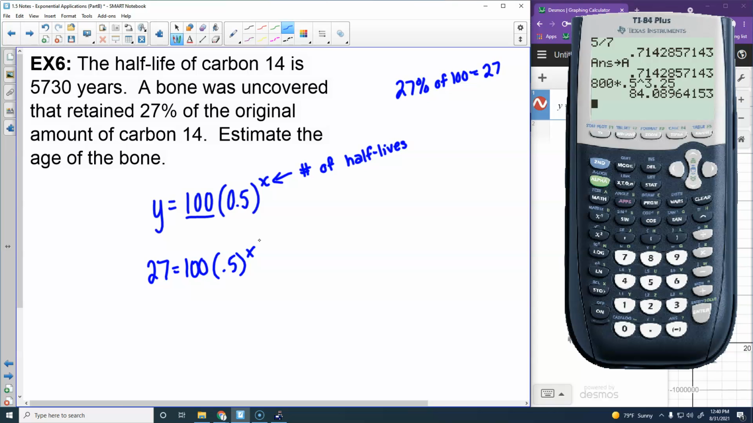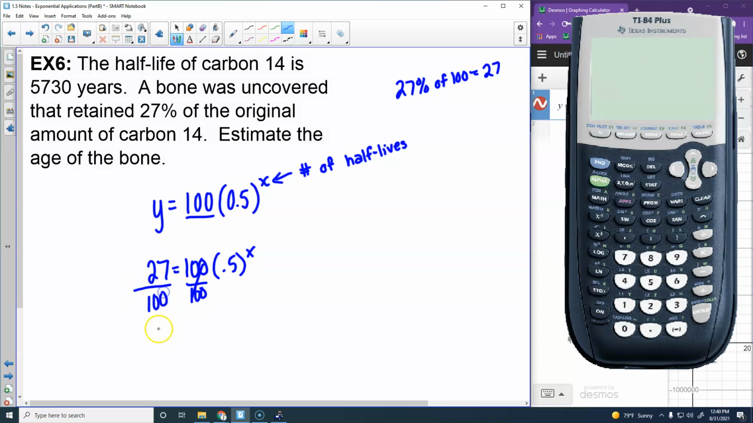Ethan, what would we do to solve for x there? Good. Which is just going to give us 0.27. It's 0.5 to the x. And what do we do after that, Ethan? Put it in like logarithm form. Good. And what's that going to look like? Log. Is it base 0.5 to 0.27? Yes.